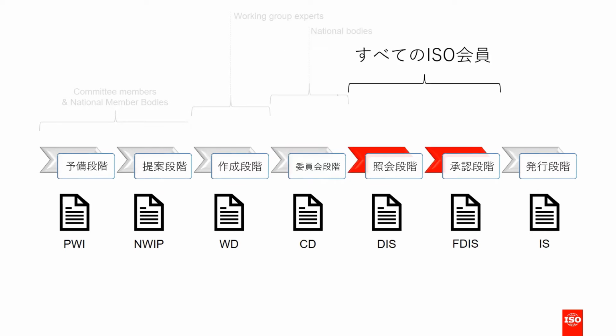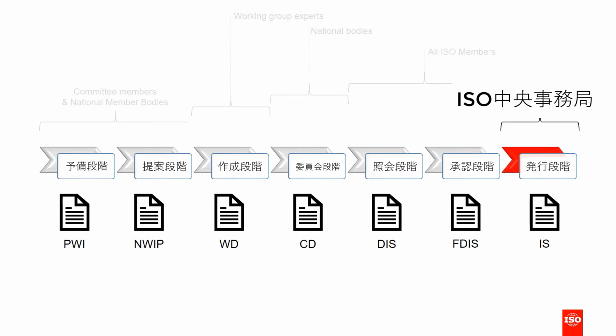The ballots for the draft and the final draft international standard are open to all ISO members, so not only the national bodies who are members of the committee developing the standard. Lastly, the publication stage is not a voting stage. This is when the ISO Central Secretariat will correct any typographical errors or make small editorial changes and finally process the document for publication.